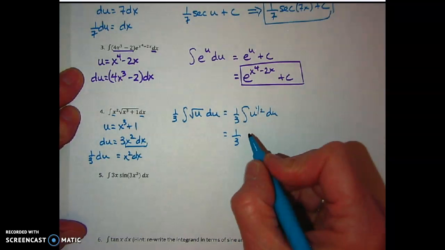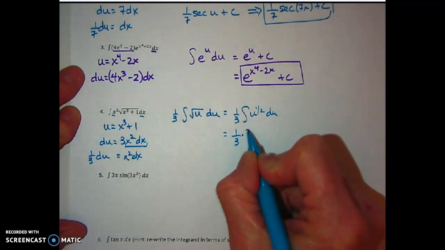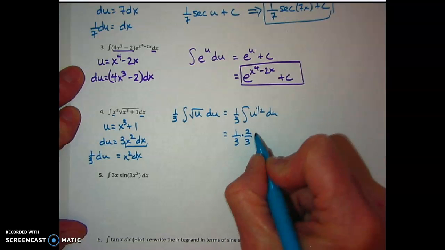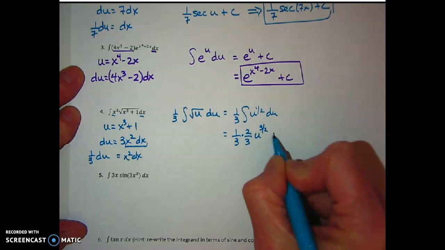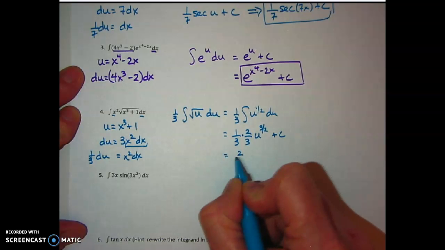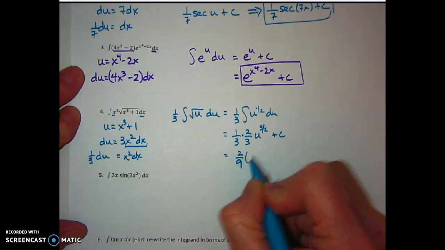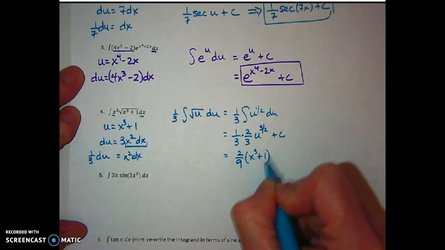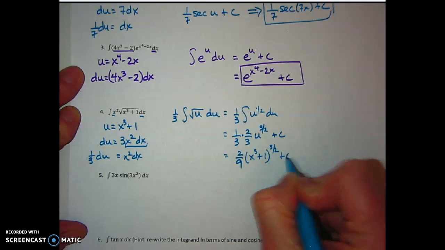1/2 plus 1 is 3/2. 1 over 3/2 is 2/3. u to the 3/2 plus c. Multiplying my fractions, I get 2/9. I'm going to go ahead and do my substitution back in, so I'm going to put x cubed plus 1 to the 3/2 plus c.